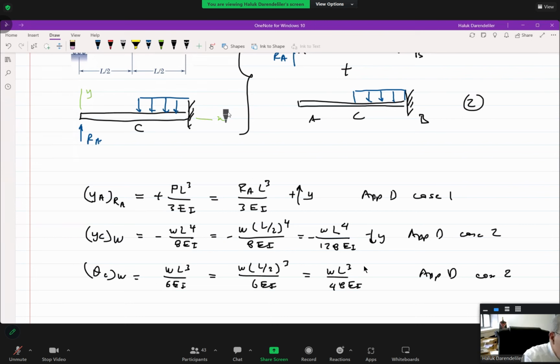Now, since our rotation here is counterclockwise, it is positive. Look friends, in this table all counterclockwise deformations are positive. Okay? All downward ones are negative. It is enough to pay attention to this. So, this is plus y in the upwards direction. Okay. This is plus y. This is minus y. This is counterclockwise plus.